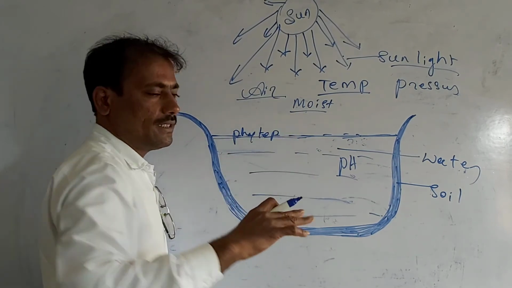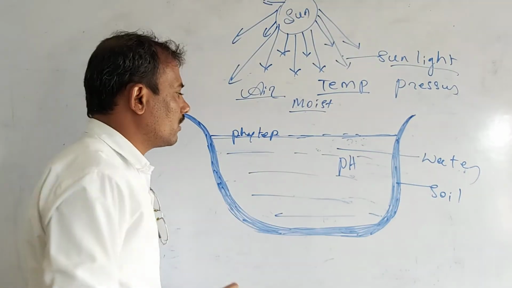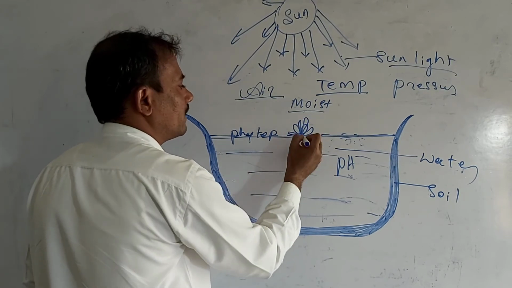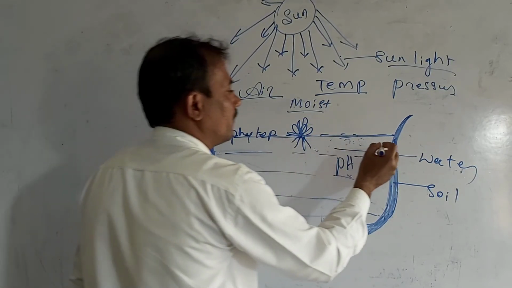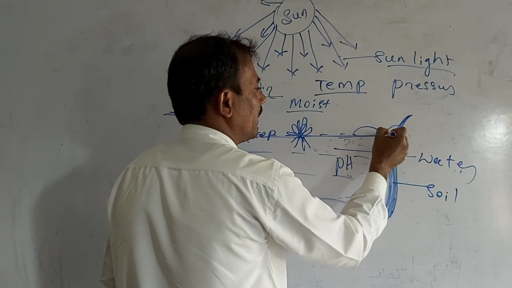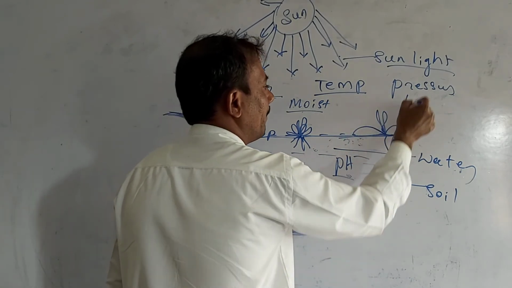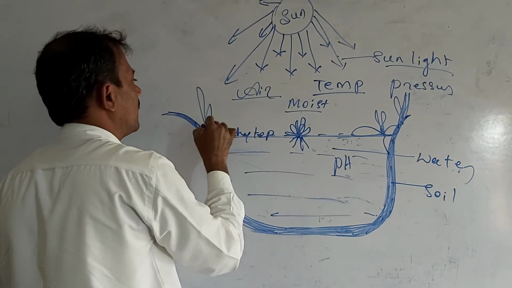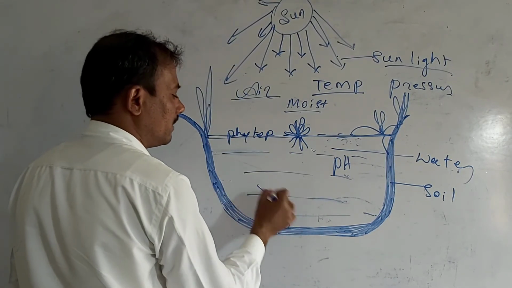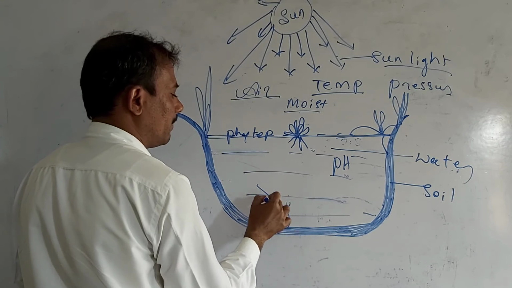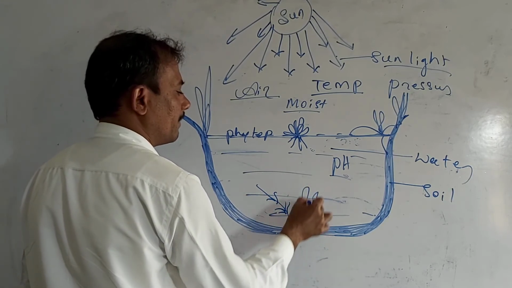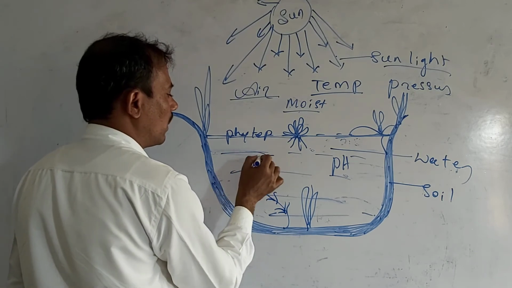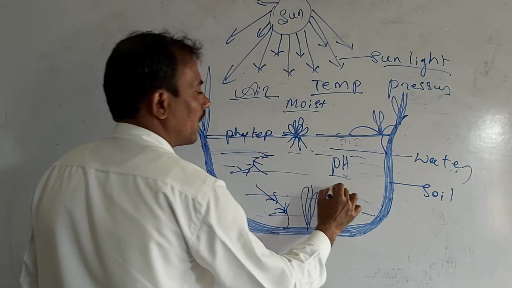So these are present. Some phytoplanktons may be present. They may float upon the surface of the water body. Some free floating plants, some rooted free floating plants may also be there. Some amphibious plants, submerged plants, like this, some suspended plants, and aquatic animals.